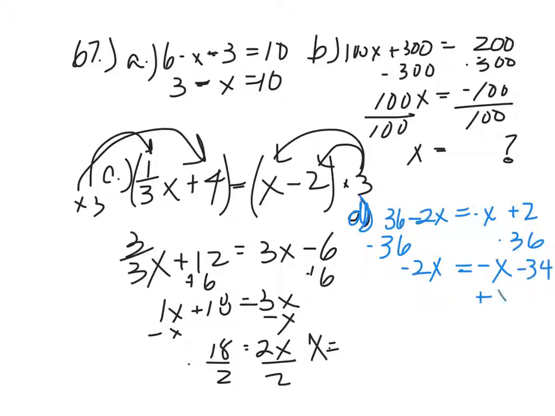Then I'm going to add an x to each side. Negative 2 plus 1 is negative 1x equals negative 34. Divided by negative 1, x equals 34.